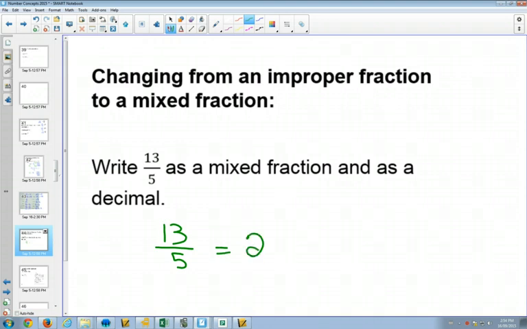So we're going to know that we're going to have 2 whole numbers in this fraction. Now if I do 5 times 2, I get 10. How many would be left if I needed to go up to 13? 3. So we would have 3/5 left.